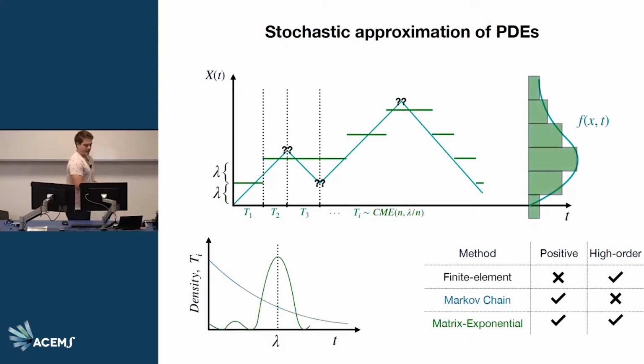So my current work is looking at, rather than using exponential times, using matrix exponential times for the sojourn time in each of these chunks lambda. And so they can represent the delta function a lot better, so they should give a better approximation. They also have a stochastic interpretation, so they will maintain positivity.